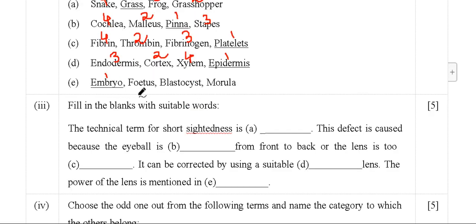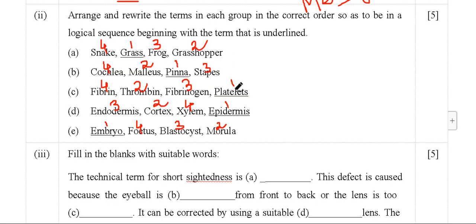Next, this question just came from the reproduction chapter. So here it is the developmental stages indicating. So embryo, this is in the first stage, and then it will develop as morula. So morula will be in the second step. Third, blastocyst or blastula, and then fourth, fetus. So embryo, arrow, morula, arrow, blastocyst, arrow, fetus. So these are the correct sequence.